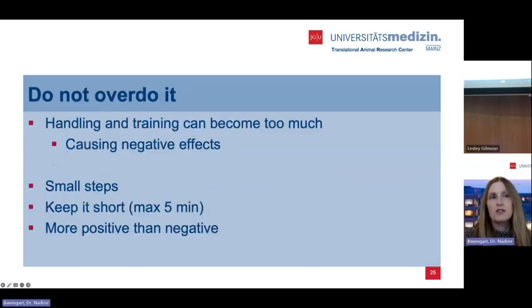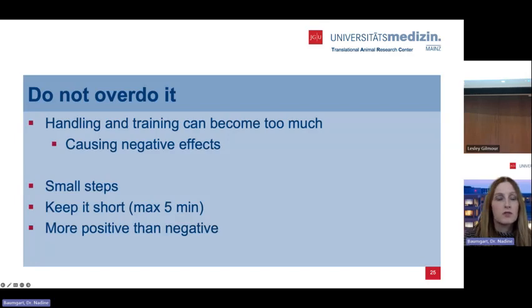Another thing I always mention is do not do too much. Sometimes people want to do it really well and then they overdo it. Handling, training, and all the interaction can become too much for the animals and then cause rather negative effects. So make sure that you keep it short, no longer than 5 minutes, I would assume, and that you have small steps which the animals are able to understand. So if you want to train a very complex behavior, don't train it all at once. Start with shaping the behavior.